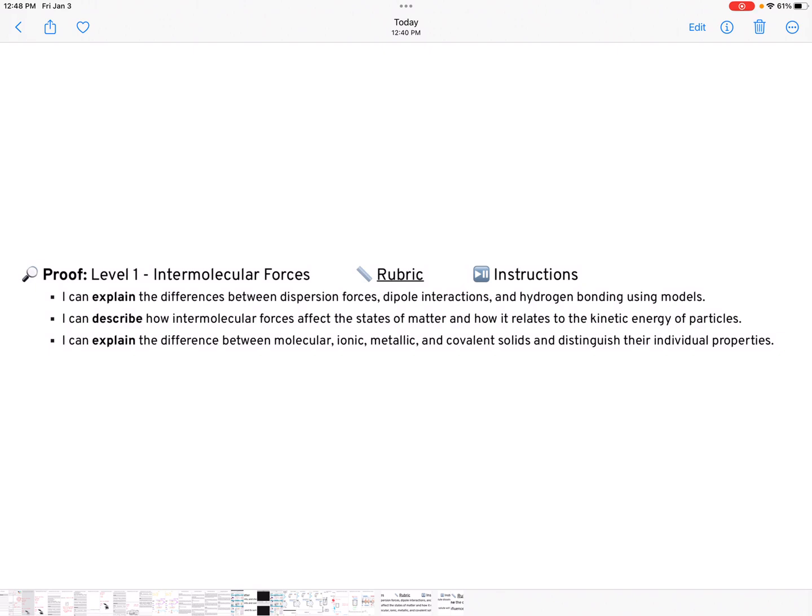And I'd like you to map it out for me and show me the differences between molecular, ionic, metallic, and covalent solids. So come up with an example for each, and then tell me their properties and what makes an ionic solid different than a covalent solid. Okay, so go and look at those pages, 120 and 121, and go map that out for me.